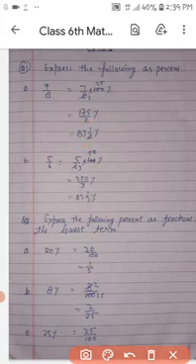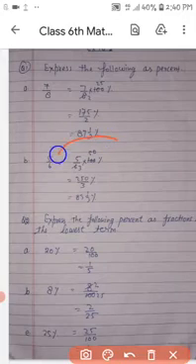Part B, 5 upon 6 into 100 and write the percentage sign. Cancel out the table of 2. 2 threes are 6, 2 fifty-fives are 100. Now 250 upon 3 is equal to 83 whole number 1 upon 3%.